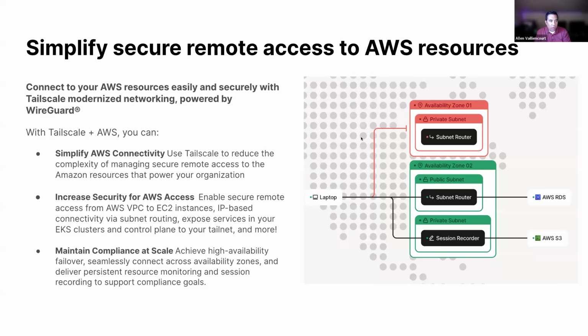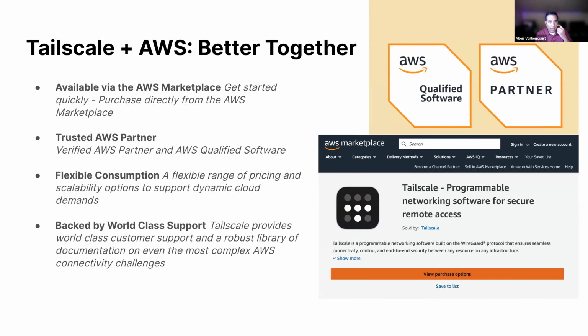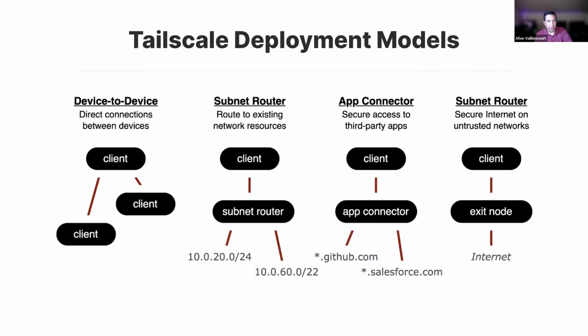All right, so we'll continue on here. Again, simplifying remote access, connectivity, increasing that security for your AWS access, and then compliance at scale. So we'll move on here. And then Marketplace, as I mentioned, there's a little snapshot of what it looks like. You can see us out there. Ping us. And one thing I didn't mention here, and this says here, backed by support, right? We've got a phenomenal support team that can help customers, as well as really, really solid documentation out there.